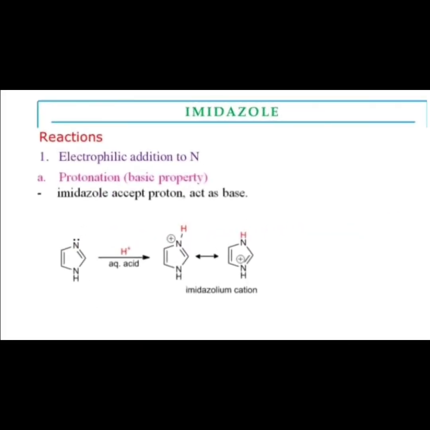Now see the electrophilic addition to nitrogen. First one is the protonation. As a basic property, imidazole accepts a proton and acts as a base. Here the lone pair of nitrogen abstracts this H+ to give NH+. It is the imidazolium cation.